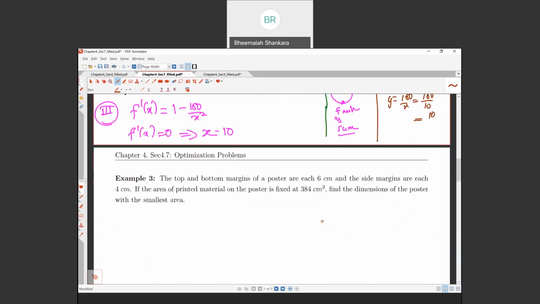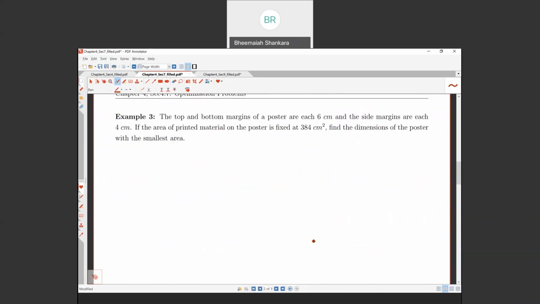In the next example, the top and the bottom margins of the poster are 6 cm and the side margins are 4 cm. If the area of the printed material of the poster is 384 cm squared, find the dimensions of the poster with the smallest area. So you want to first draw a poster and mark all these dimensions on it. So you have a printed area as well as the entire poster.